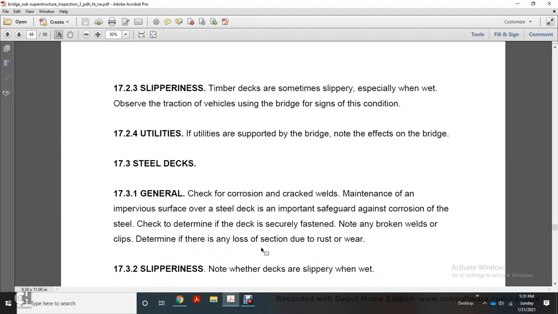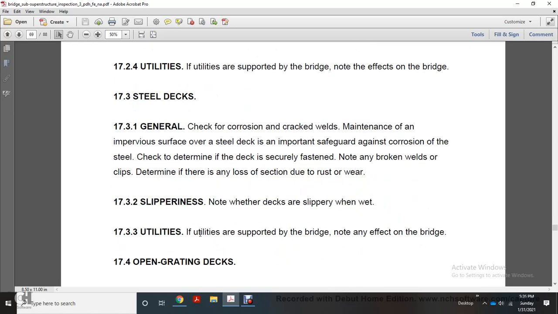Steel decks. Check generally for corrosion and cracked welds. Maintenance: an impervious surface on the steel deck is an important safeguard against corrosion of the steel. Check that the deck terminations are securely fastened. Note any broken welds and determine any lost section due to rust and wear. Slipperiness: note whether the decks are slippery when wet. Utilities supported by the bridge: note any effect of damage.